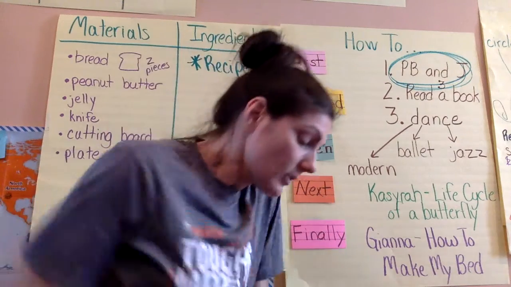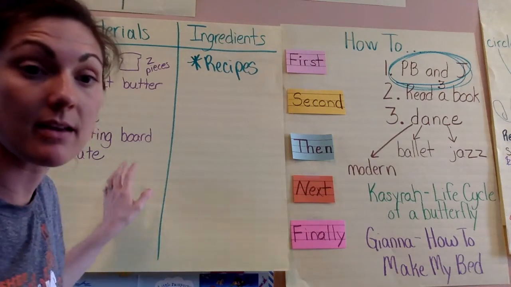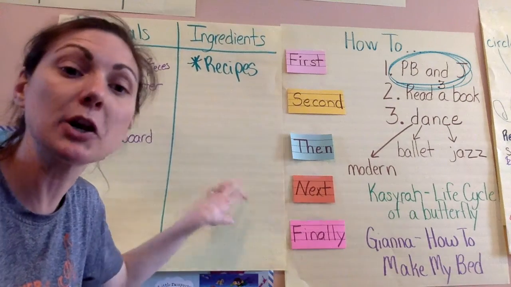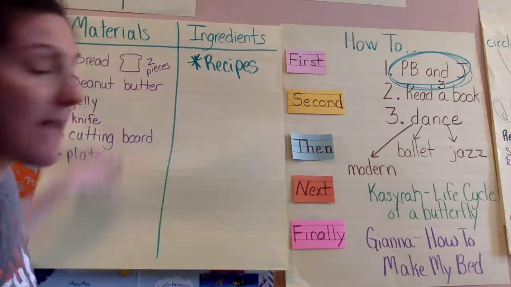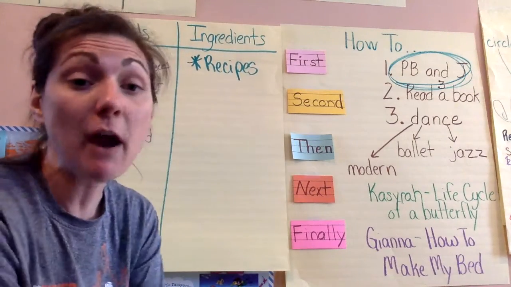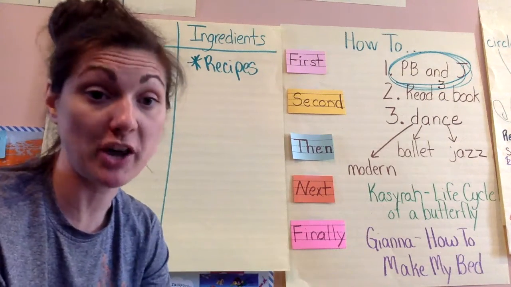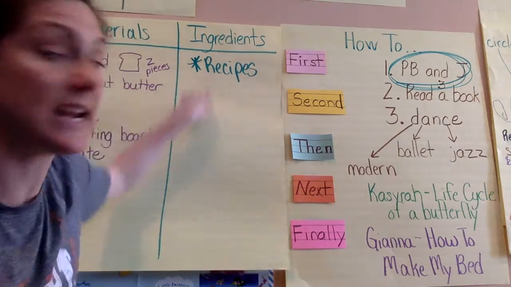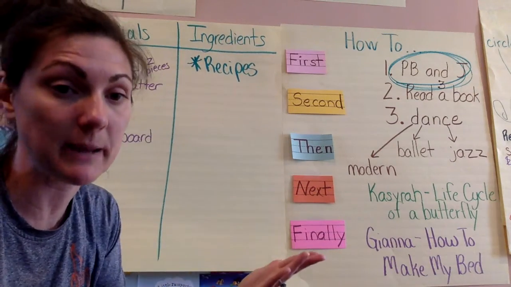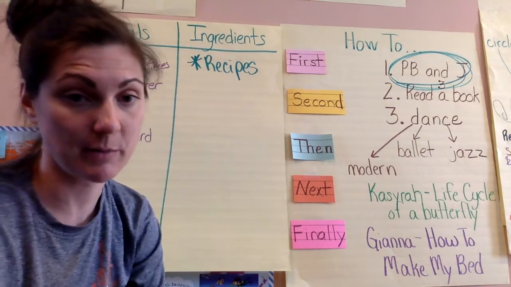So let's see. Where we left off was making a list of materials or ingredients. Ingredients you're really going to use mostly for recipes, right? I'm making a peanut butter and jelly sandwich. If I were making jelly, like homemade strawberry jelly, which is something my sister and I actually do in the summertime, then I would write what I need under ingredients because I'd be writing a recipe. But I'm not writing a recipe. I'm writing how to make a peanut butter and jelly sandwich.